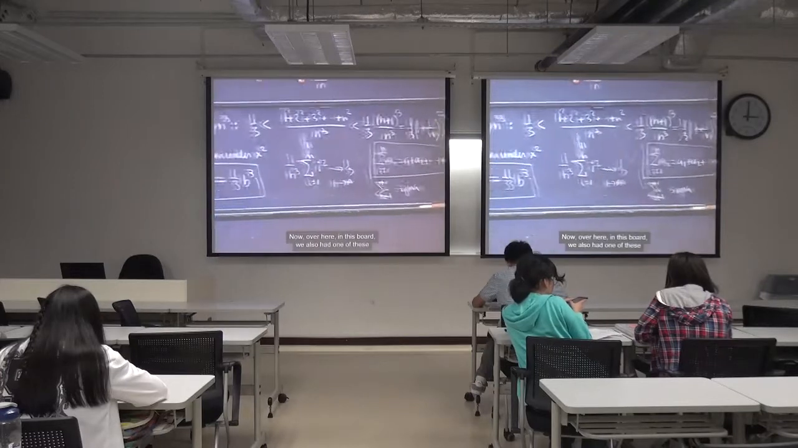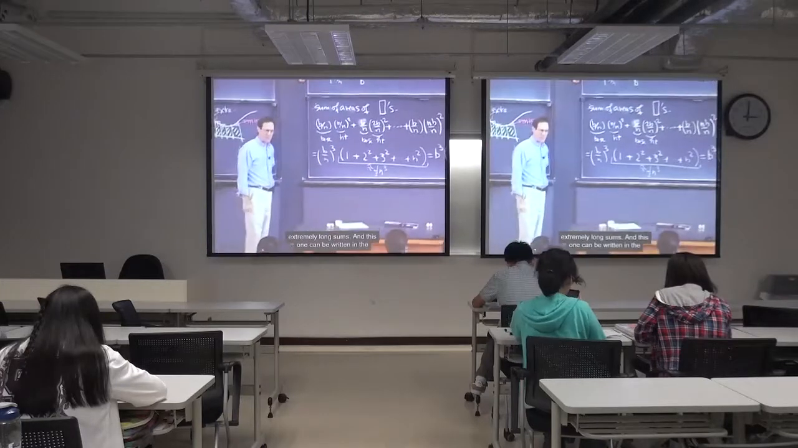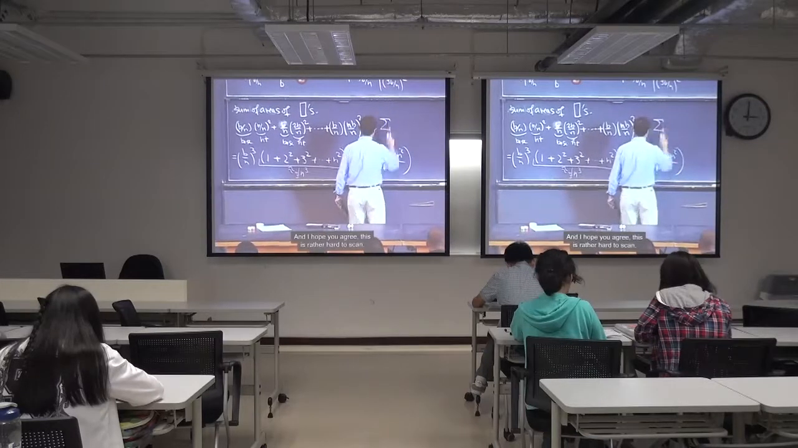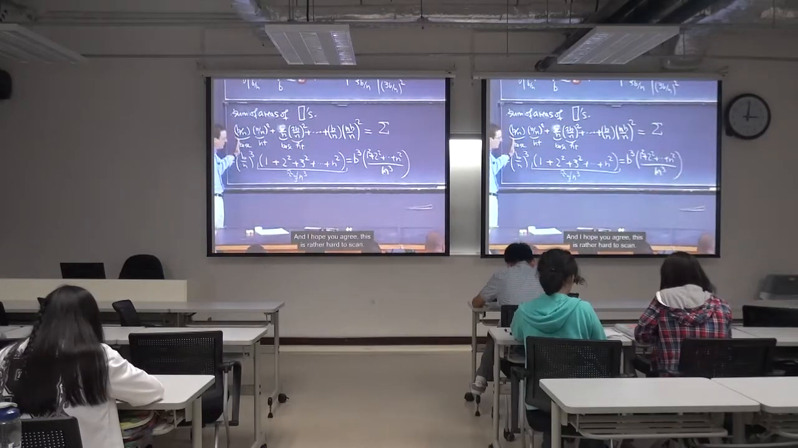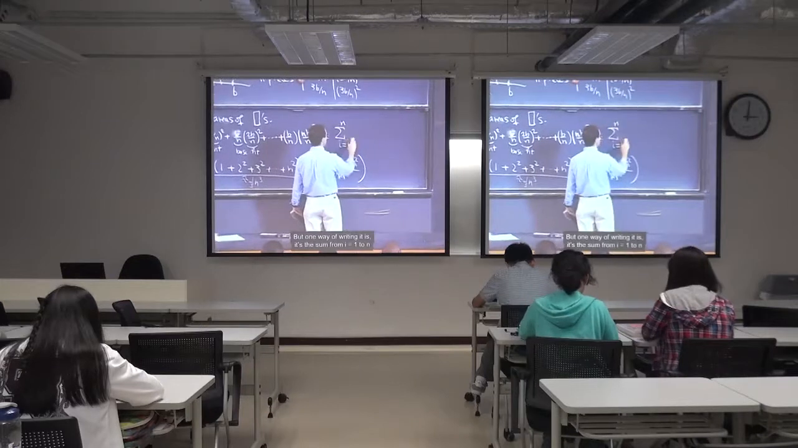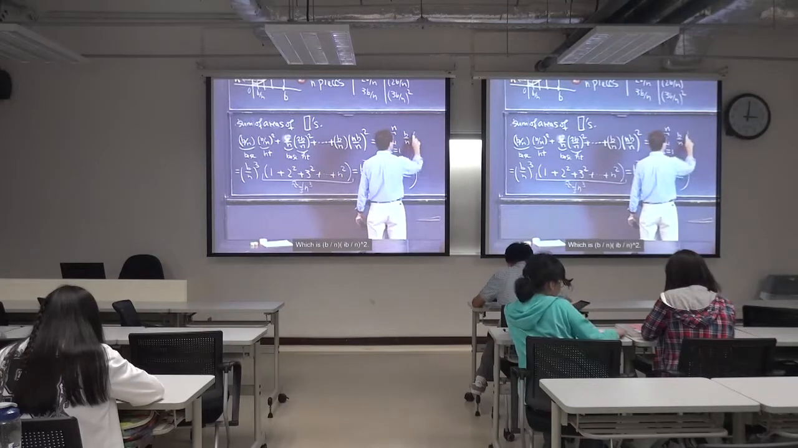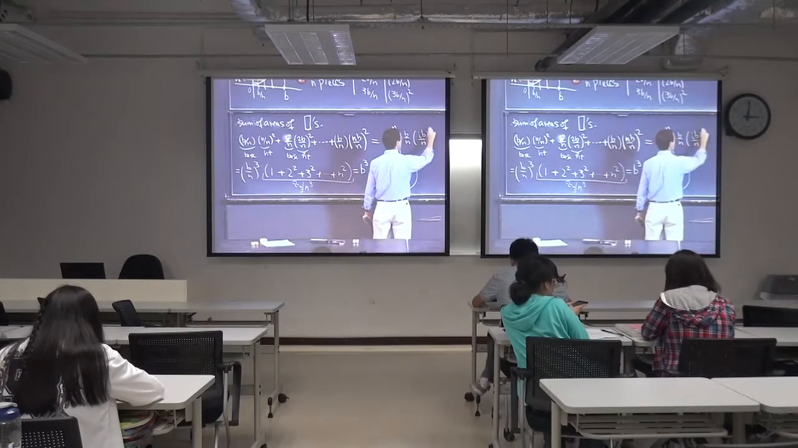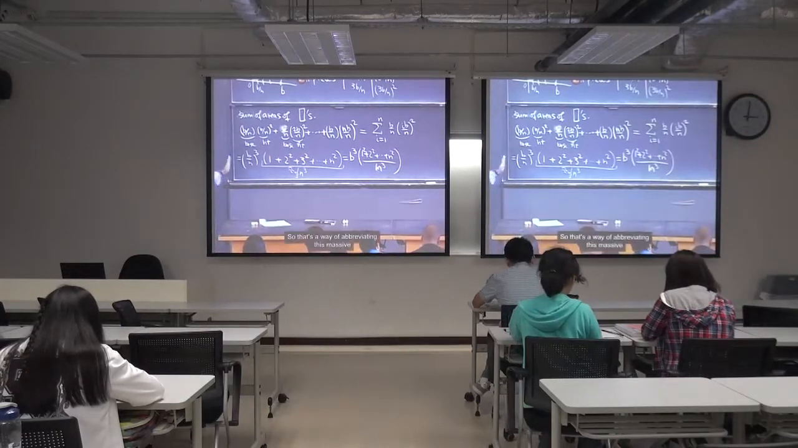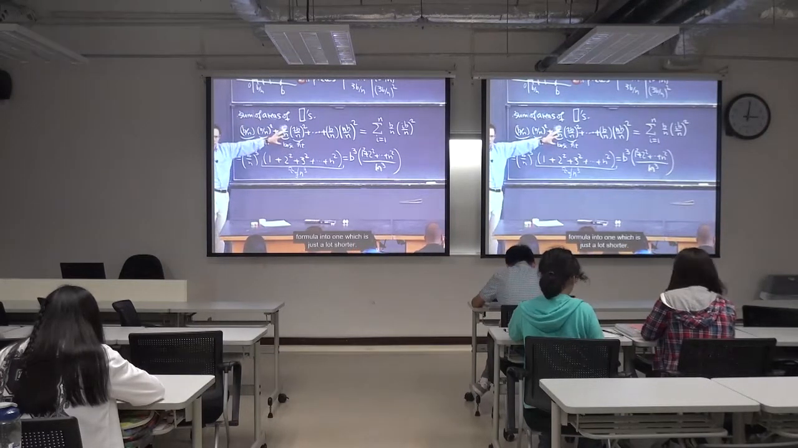Now over here, in this board, we also have one of these extremely long sums. And this one can be written in the following way. And I hope you agree, this is rather hard to scan. But one way of writing it is the sum from i equals 1 to n of, now I have to write down the formula for the general term, which is b over n times (i b over n) squared. So that's a way of abbreviating this massive formula into one which is just a lot shorter.